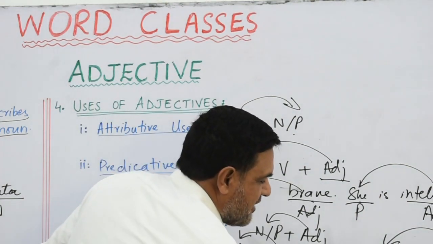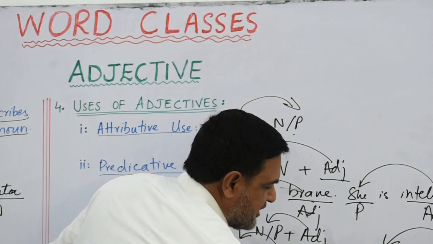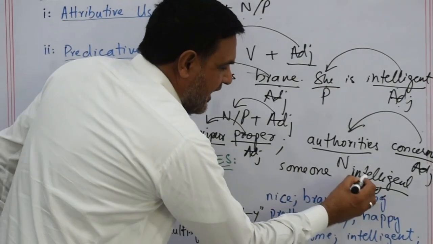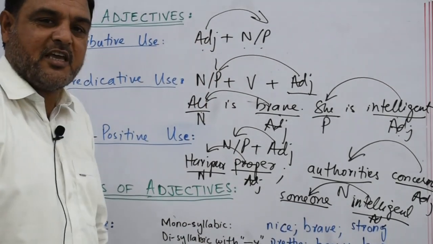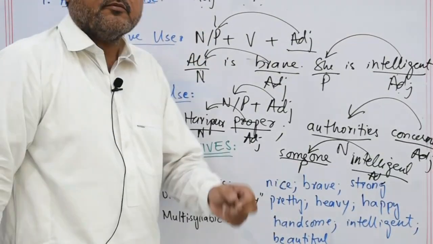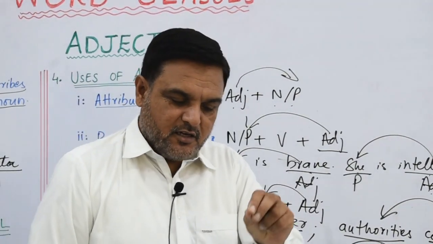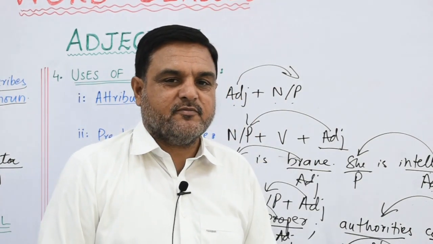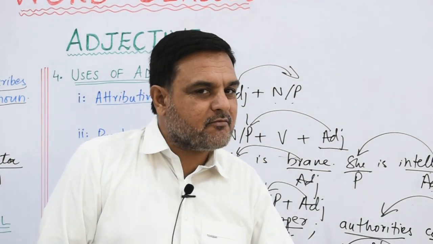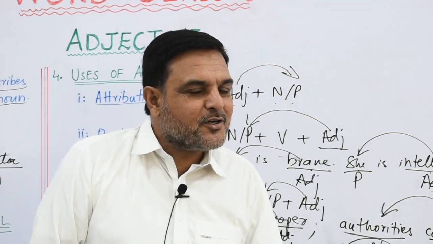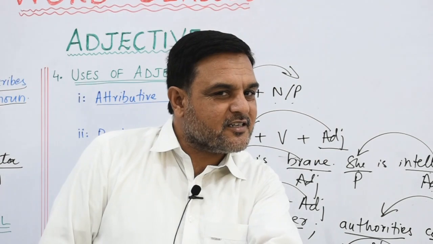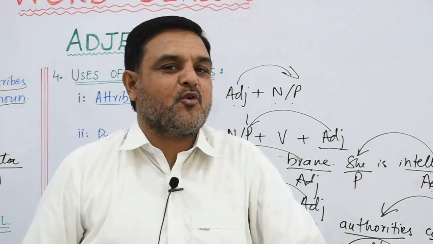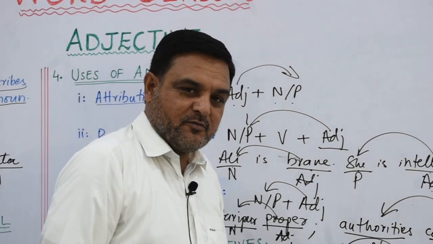And if I say someone intelligent, intelligent is an adjective and someone is a pronoun. I can use it in a sentence: I need someone intelligent for this job. Intelligent is about someone. Someone is a pronoun. So intelligent is an adjective because it is describing the pronoun someone. But see, it has been used after the pronoun, not before the pronoun.